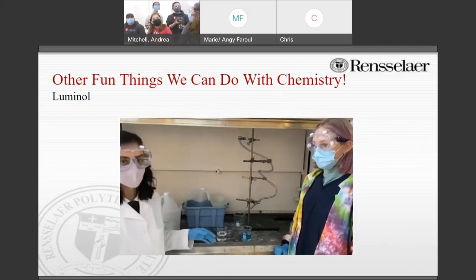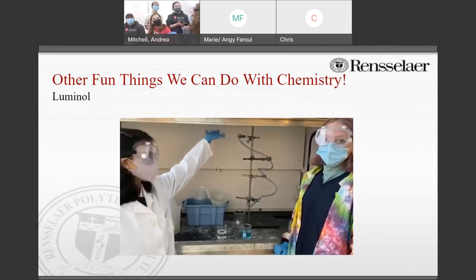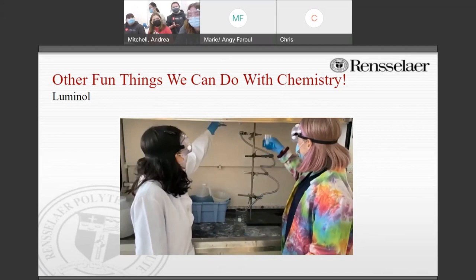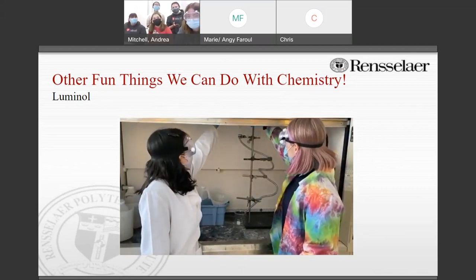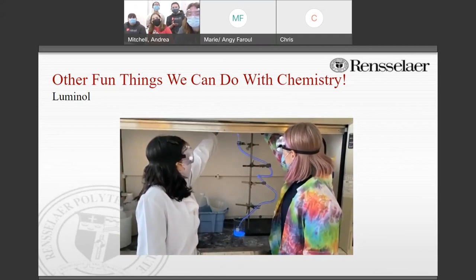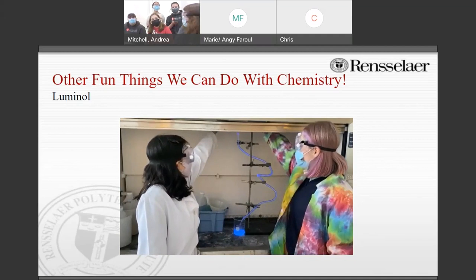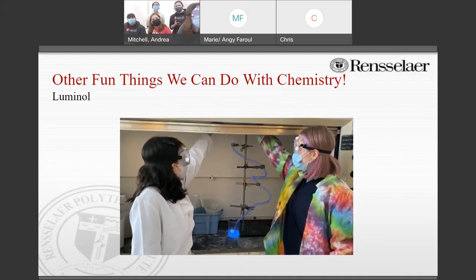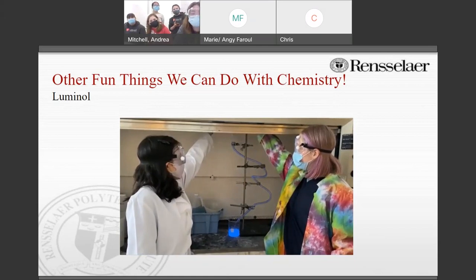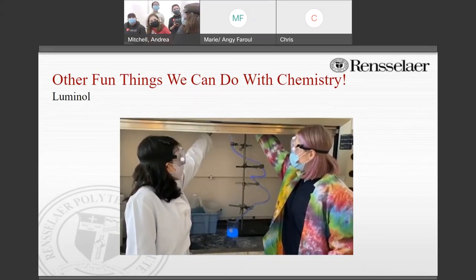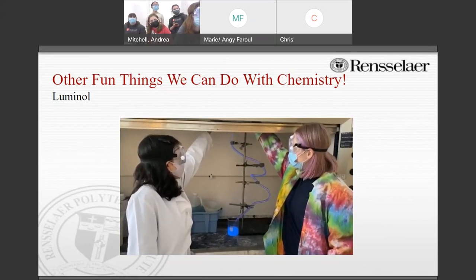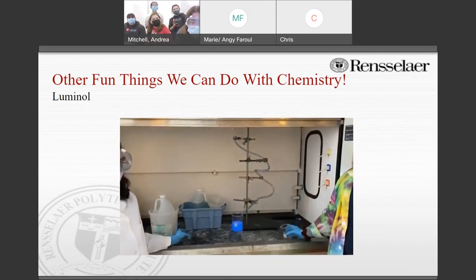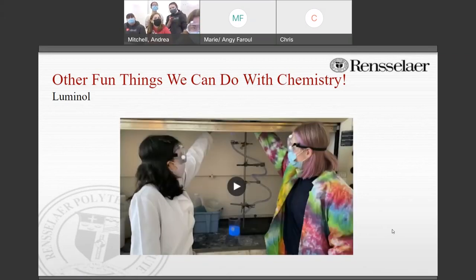Yeah, we can do the blue bottle experiment, where you shake the bottle and it's blue, then slowly goes back to clear. Usually during class, they turn off all the lights, and it's pretty cool. That's really cool. It's an unnatural blue glow right there. It really doesn't look real, but it's cool.